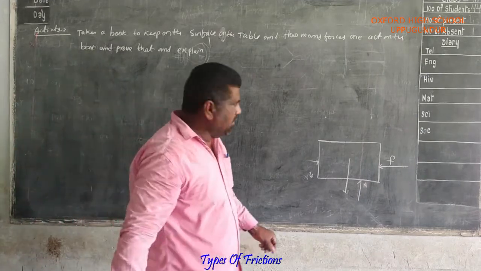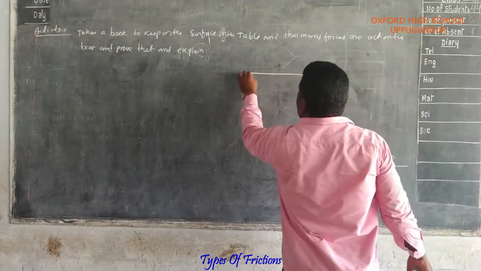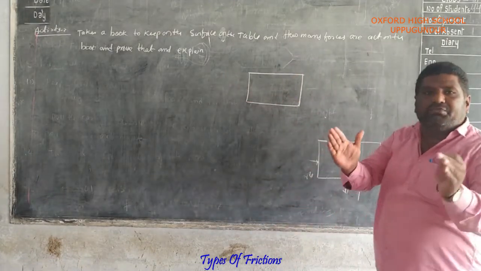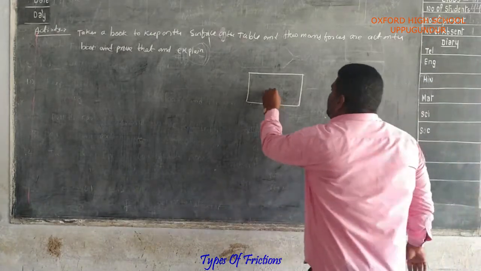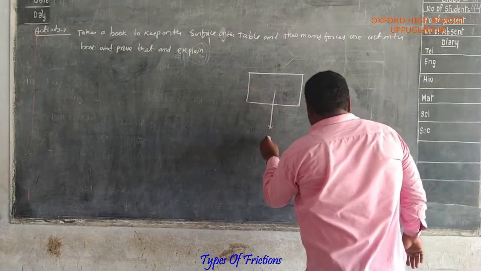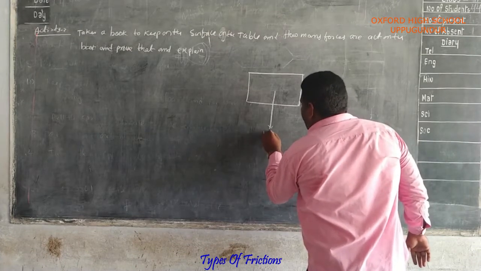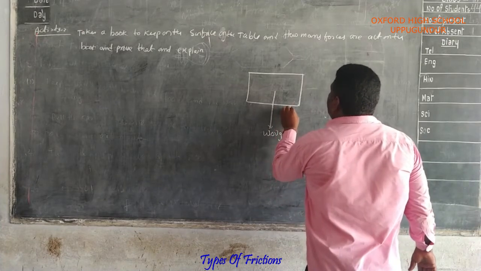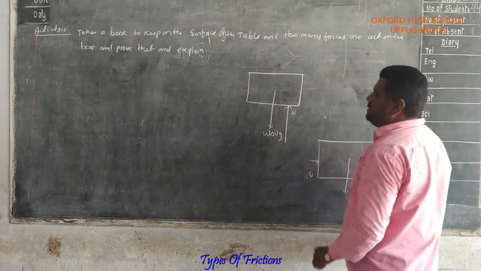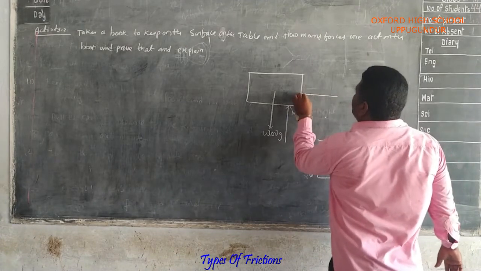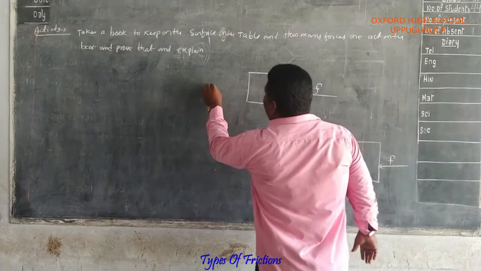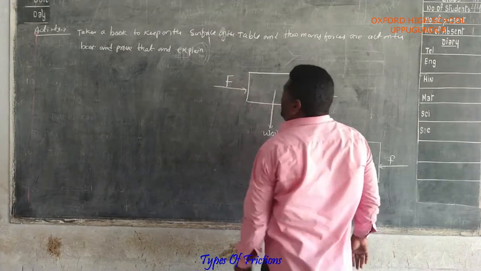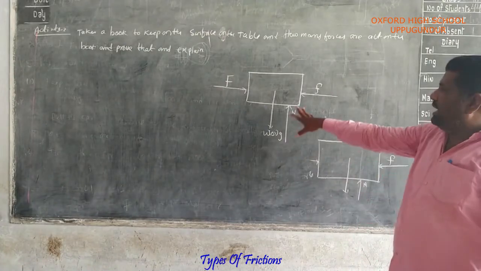Okay, first of all, I will take the one book. It is an 8th class physical science textbook. So these are the different types of forces acting. First of all, downwards, the weight is acting. Weight or gravitational force. Next, in the upward direction, normal force is acting. Next, on this side the frictional force is acting, and on this side the applied force. Okay, now explain the diagram.